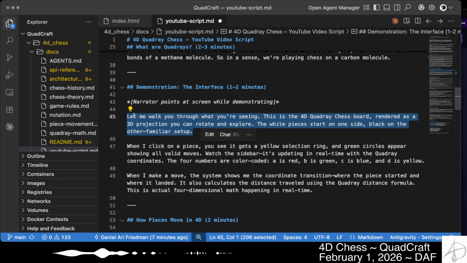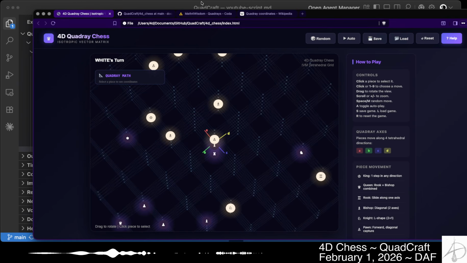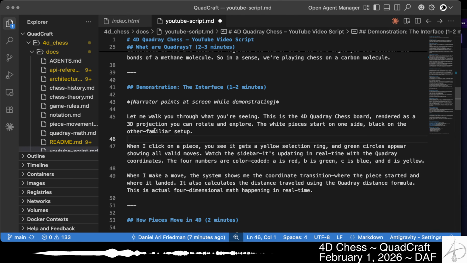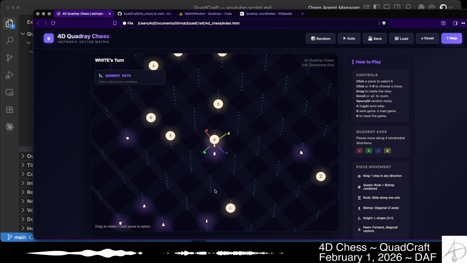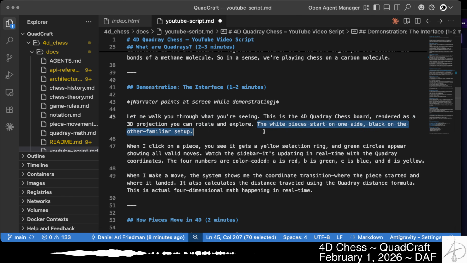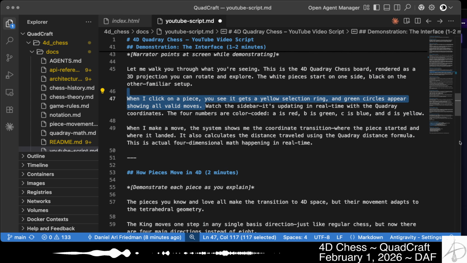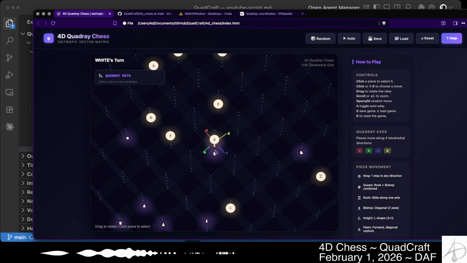Let me walk you through what you're seeing. This is the 4D Quadray chessboard. Rendered as a 3D projection, you can rotate and explore, which I guess is itself rendered down to 2-dimension for your screen. White pieces start on one side, black on the other. When I click on a piece, you'll see it gets a yellow selection ring and green circles show all the valid moves.